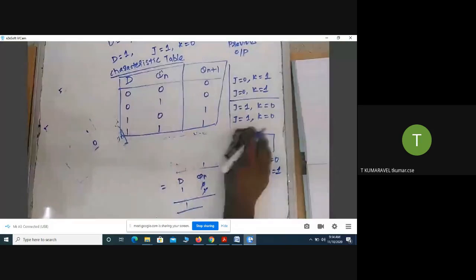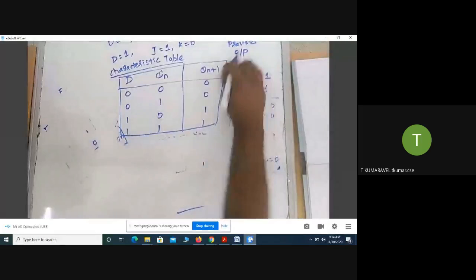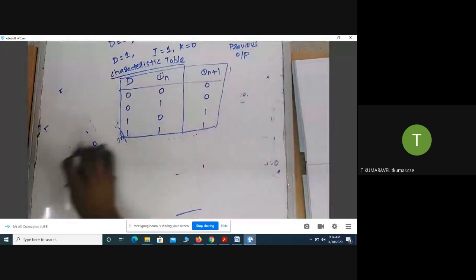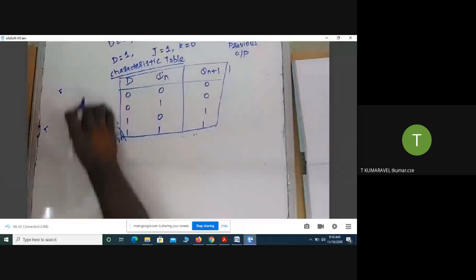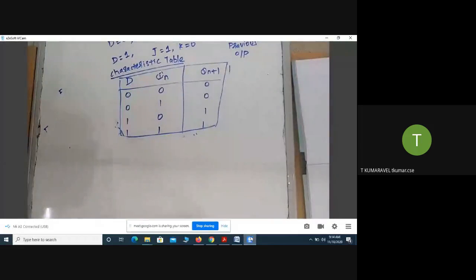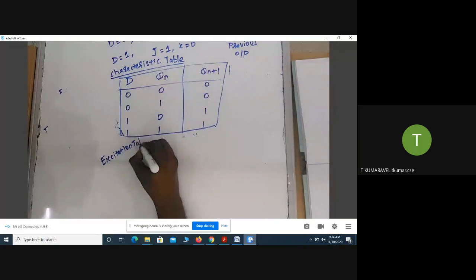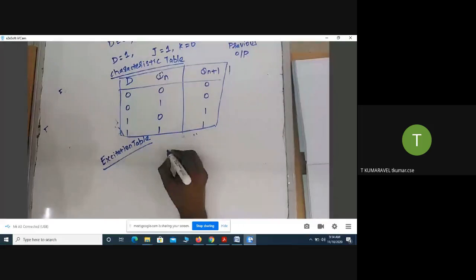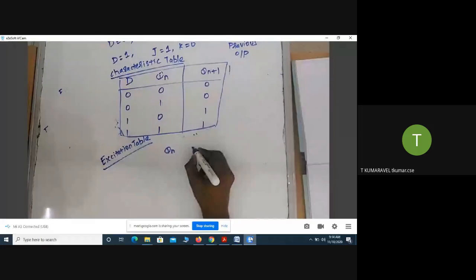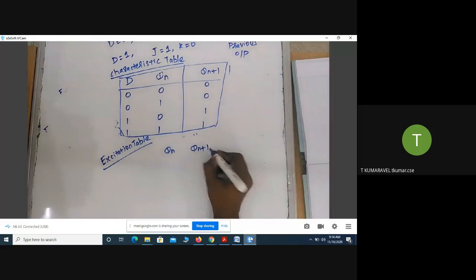Next I'm going to talk about how to write the excitation table for D flip flop. Okay. How do you draw the excitation table? You have Q, which is nothing but the previous stage output, and then the next stage or current stage output.